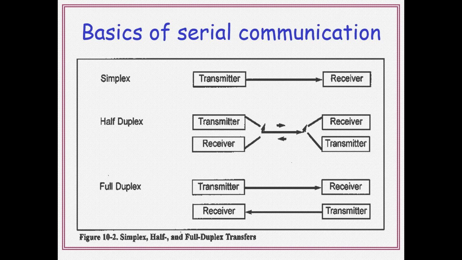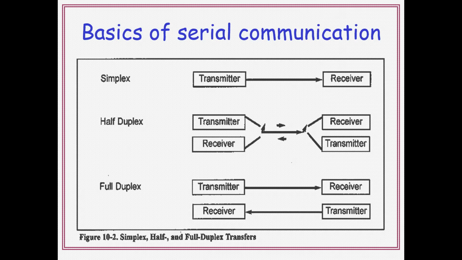And the second communication is half duplex. In half-duplex communication, data transmission between transmitter and receiver is possible, but not simultaneously, because only one channel is available to transmit as well as to receive data. With the help of one channel, you can transmit as well as receive, but simultaneously it is not possible. The best example for half-duplex is the walkie-talkie.